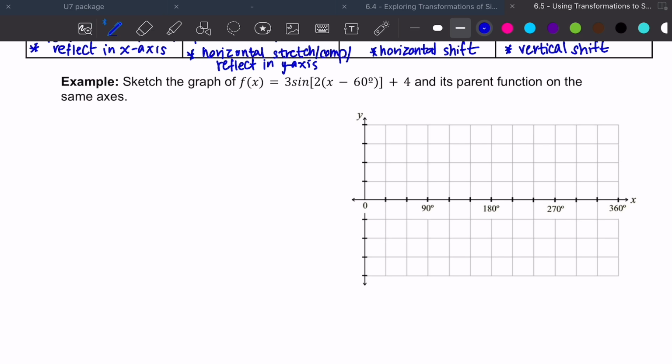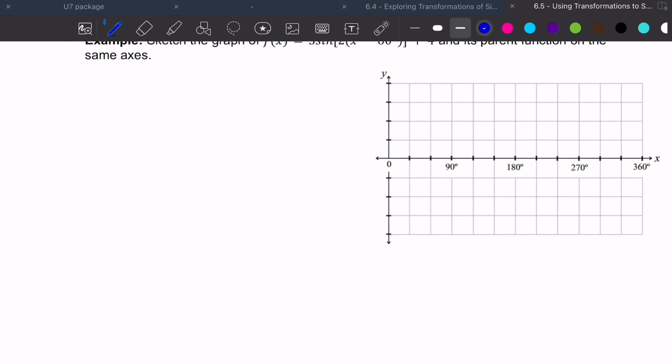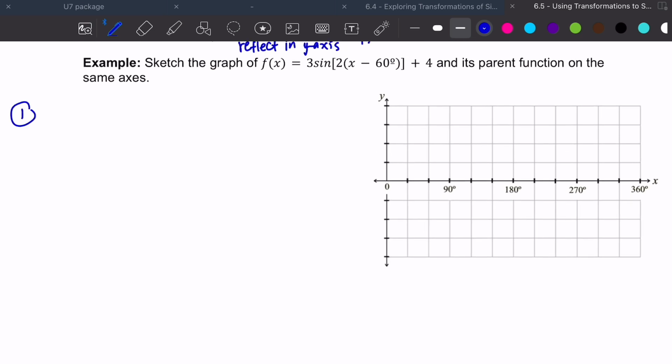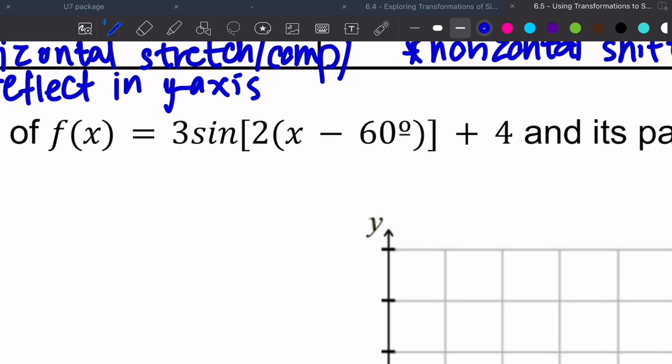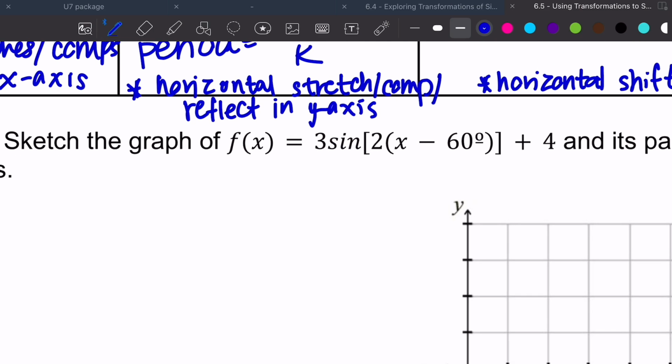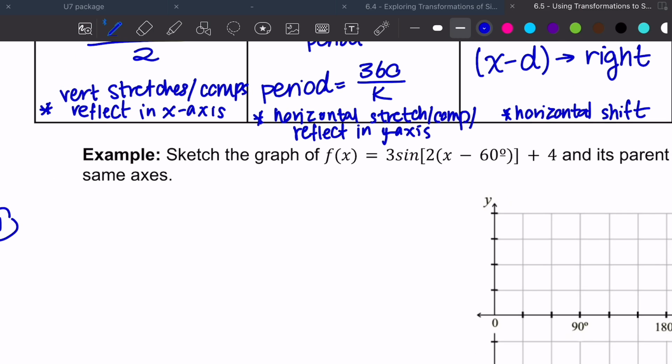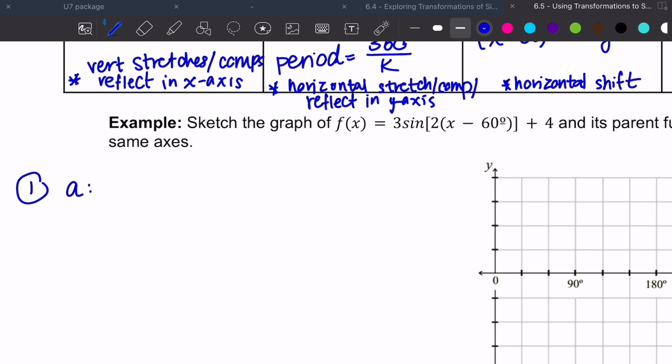So okay, we need to first think about what are my 4 special letters. What is A, what's K, what's D, and what's C? Because those are the things that we're going to need for the mapping rule. So okay, step 1, we need those parameters. Luckily, I don't have to do any extra factoring for this equation. K is already on its own, so I don't have to do anything there. So I'm just going to be moving left to right. So I can see that my A value is going to be 3. My K value is 2.